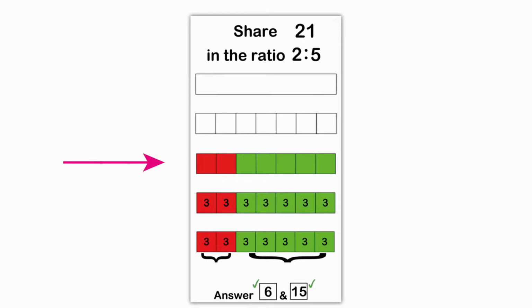We can also show how the bar is divided into the two ratios by colouring. To calculate how much of the total goes into each box, divide the quantity to be shared by the sum of the ratios, 21, by 7, which is equal to 3. This means that the red section has a total of 6 and the green section a total of 15. Therefore 21 shared in the ratio of 2 to 5 is 6 and 15.